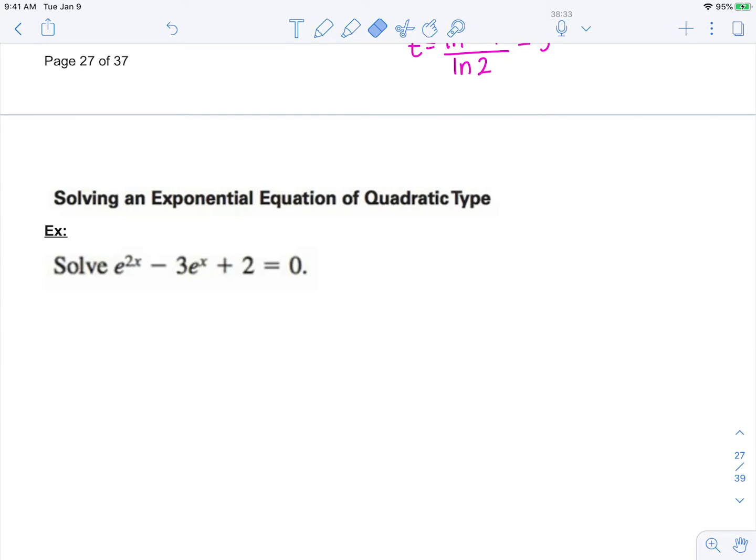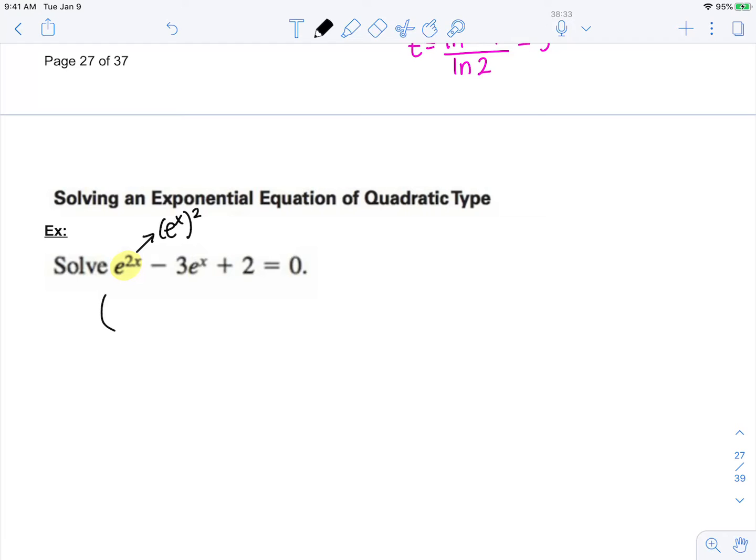Now we will practice solving exponential equations of quadratic type. When we look at this first equation, first it's set equal to 0, just like any quadratic equation should. But what you must keep in mind is that e to the 2x is the same as e to the x being squared. So since that first term is being squared and the middle term is not, this is a quadratic type of an exponential equation.